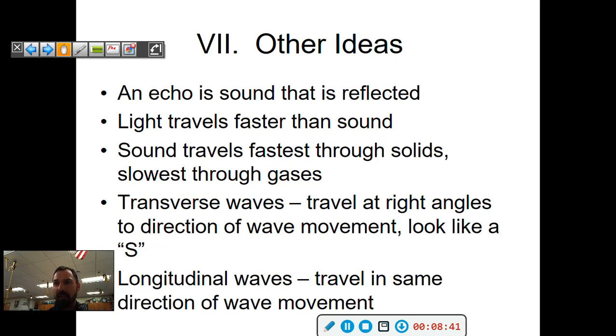And a reminder of the types of waves. Transverse waves travel at right angles to the wave movement and look like an S. Sound usually travels in this way. Longitudinal waves travel in the same direction as the wave movement. And we talked about that in the last set of notes.